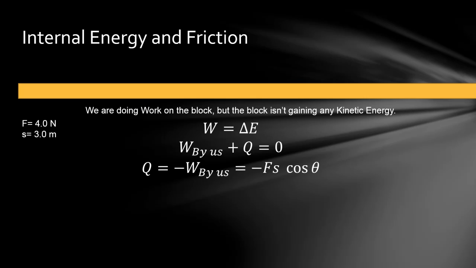is equal to the opposite of the work that we complete on the block, or the work equation, which is the force that we apply times the displacement times the cosine of the angle between the two vectors. The angle between the two vectors is 0 degrees, and so whenever I plug this in, I get that the heat, or the amount of thermal energy that has been transformed from mechanical energy, is 12 joules.